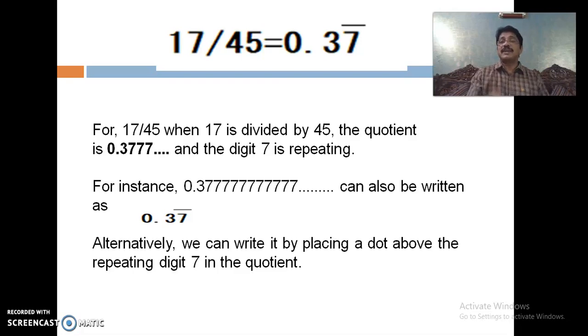So why have we written 37 bar here? When 17 is divided by 45, the quotient is 0.377 and the digit 7 is repeating here. So 0.37777 can also be written as 0.37 with a bar. As I already said, for the repeating part, we put a dot or a bar on that digit or group of digits which are repeated continuously. Clear? Okay.